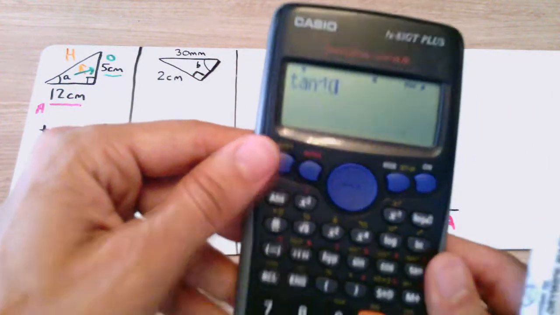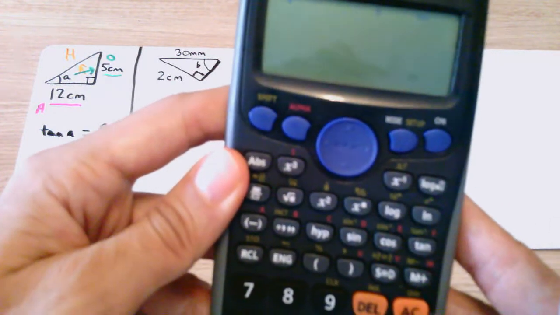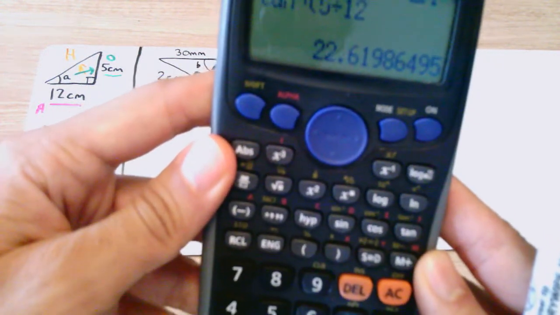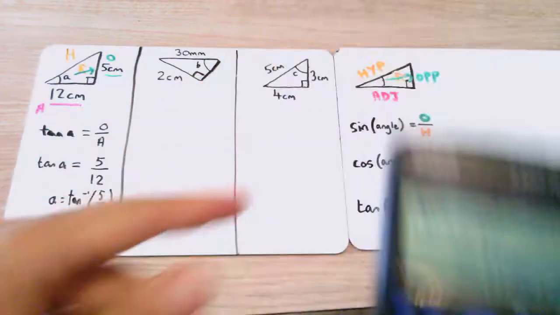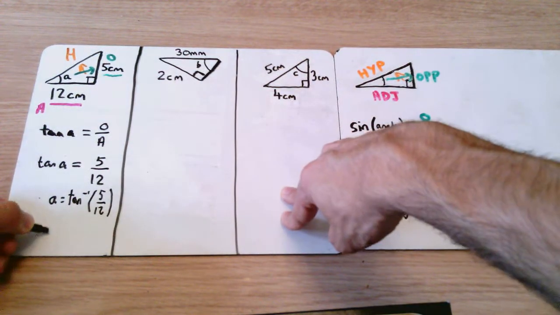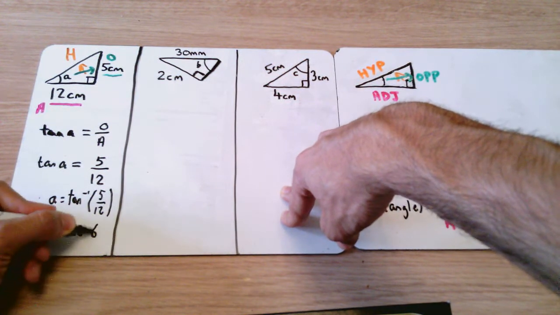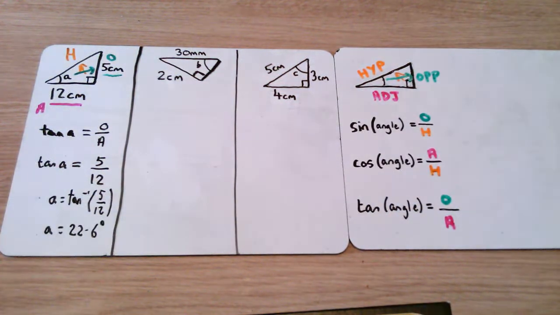So if we go shift tan 5 divided by 12, we get a value which is equal to 22.6 degrees. So that means that angle A in this case is equal to 22.6 degrees. And that's done. Fantastic. Completely sorted. Okay, so let's move on to the next one.